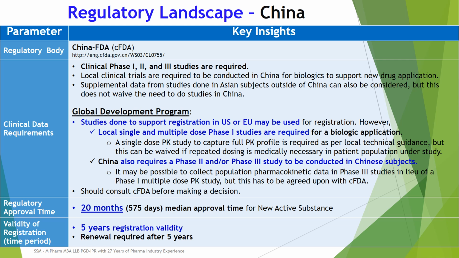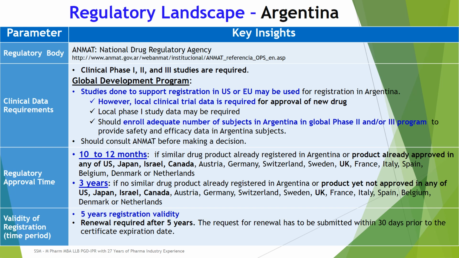20 months is the median approval time for new active substance. 5 years is the registration validity, after which renewal is required. Now, requirements in Argentina. NMET, or National Drug Regulatory Agency, is the agency for regulation of registration in Argentina.